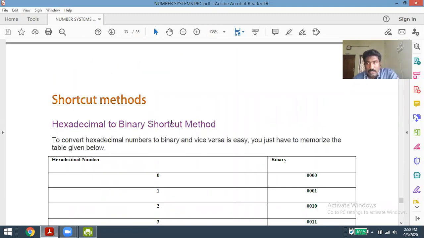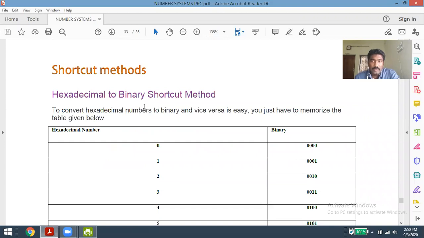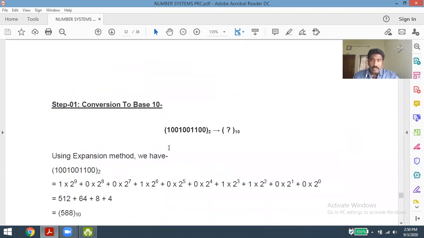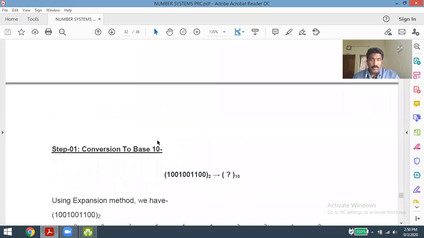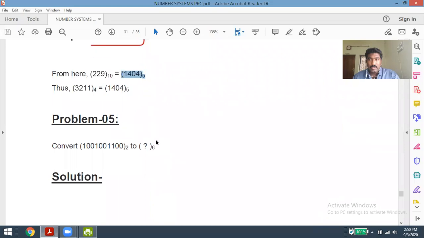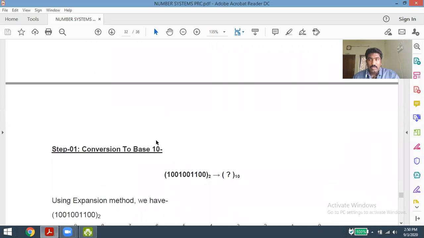And I will end this section with the last concept. There are 2 more concepts. I will end this section with the shortcut method. All these methods have some step-by-step process to follow. This type of problem is to be worked in our external examinations, in our university examinations.